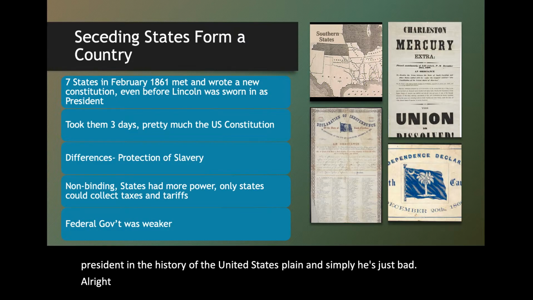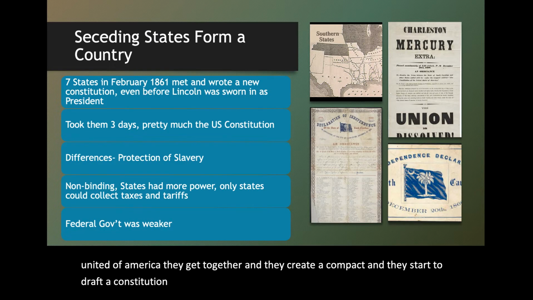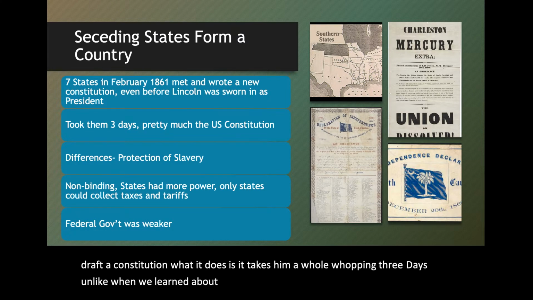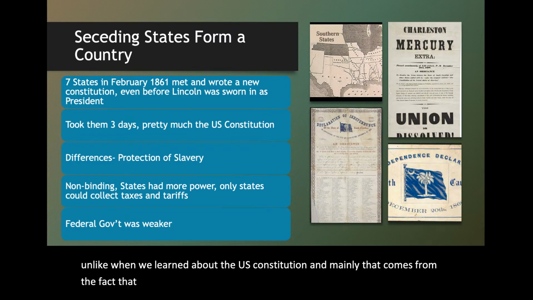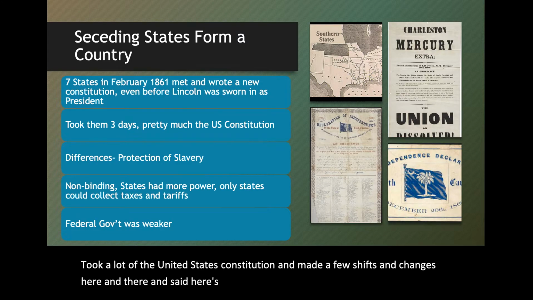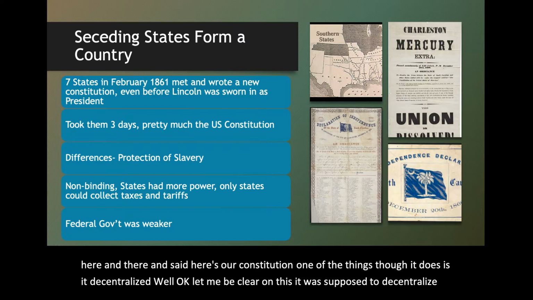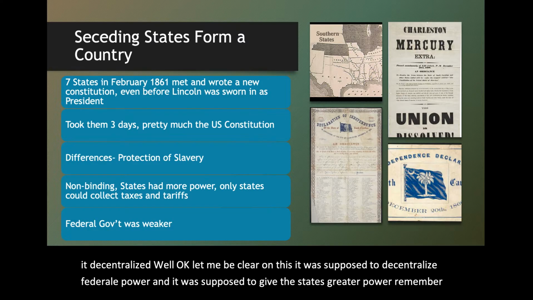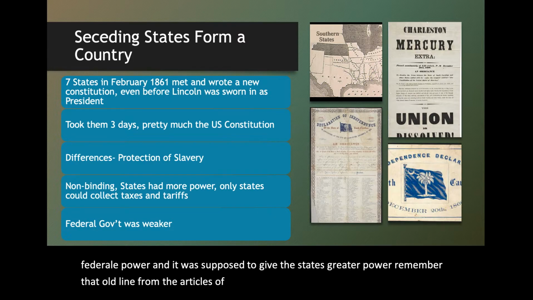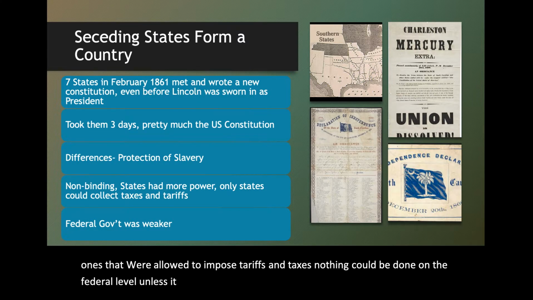What these seven states initially do, that are the Confederate States of America, is get together and create a compact and start to draft a constitution. It takes them a whole whopping three days, unlike when we learned about the U.S. Constitution. Mainly that comes from the fact that they took a lot of the United States Constitution and made a few shifts and changes here and there and said, oh, here's our Constitution. One of the things it does is decentralize. Well, okay, let me be clear on this. It was supposed to decentralize federal power, and it was supposed to give the states greater power. Remember that old line from the Articles of Confederation? States were supposed to be the ones allowed to impose tariffs and taxes. Nothing could be done on the federal level unless it was passed with a two-thirds majority.